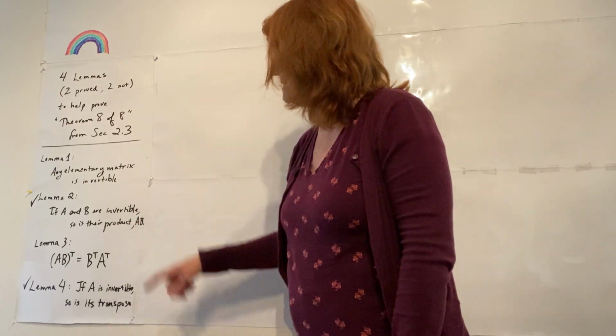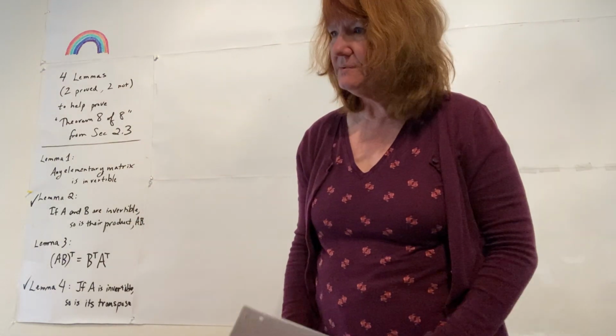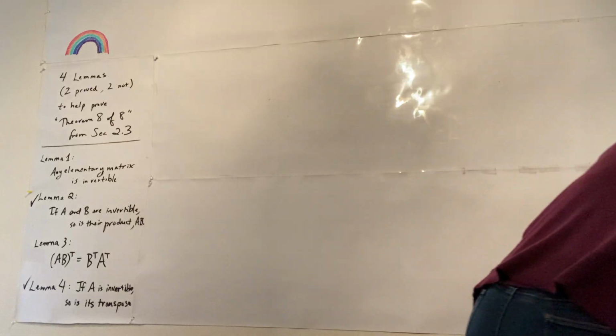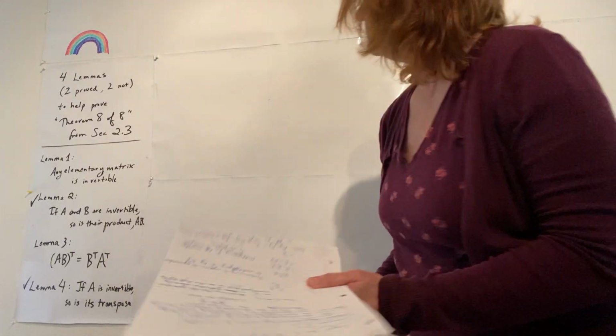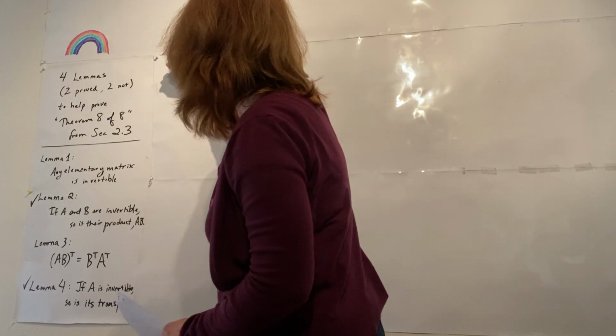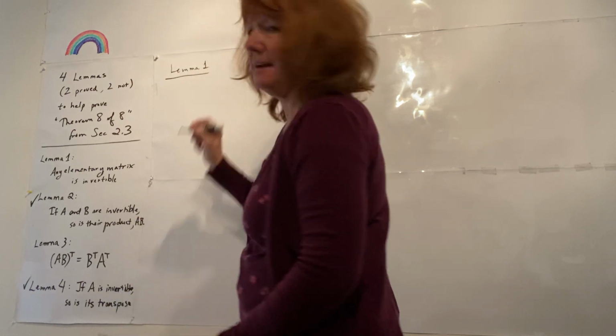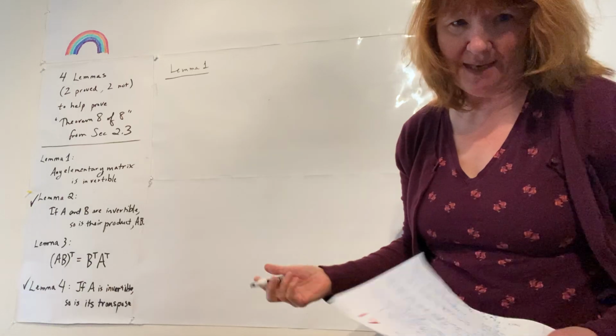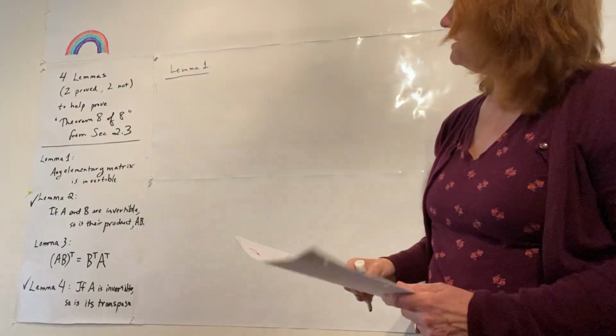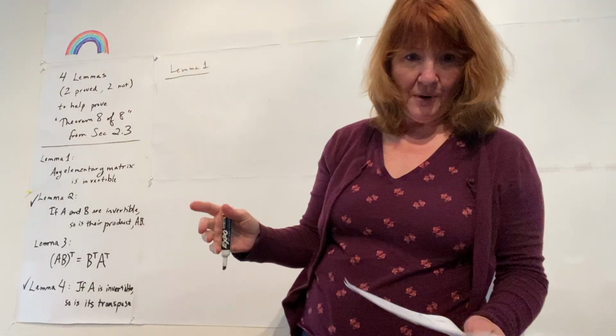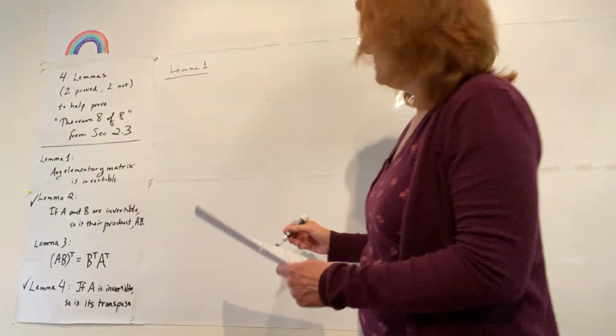So the first one is that any elementary matrix is invertible. So lemma 1, this is not really a proof. This is more just like demonstrating what's going on in some parts. In other parts, it's fairly straightforward, right?